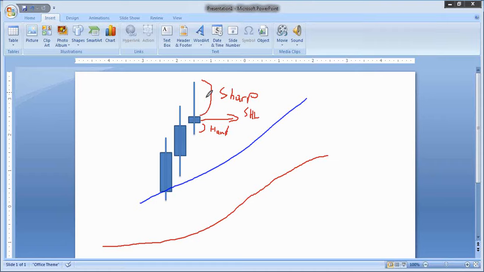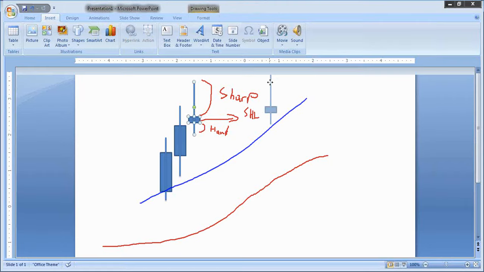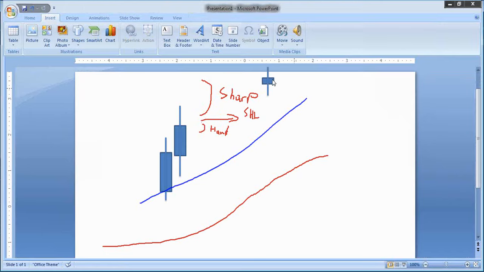Now, what does this candle really tell us? The reason why we look at this specific candle type and not the other way around is because we can also have a candle like this as well. Okay, let's see.